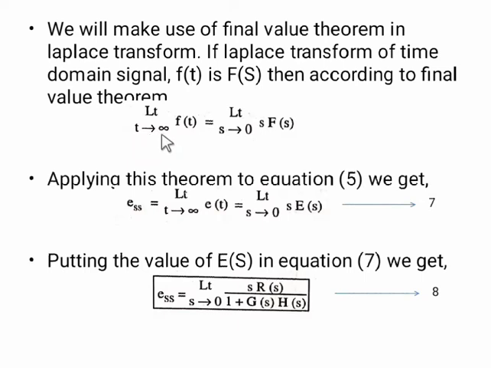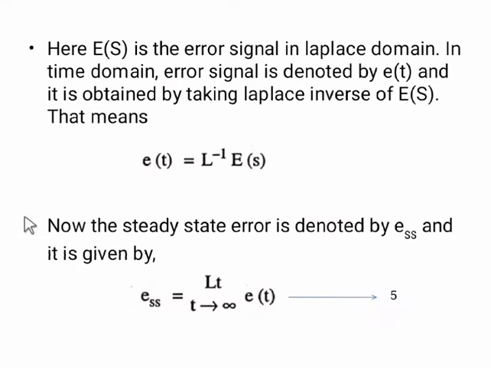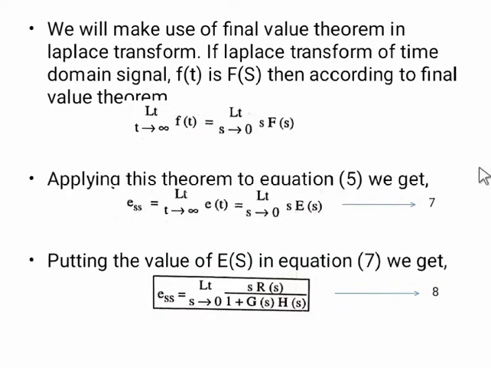If t tends to infinity, that means s tends to 0. So the Laplace of f(t) as t tends to infinity in s domain becomes limit s tends to 0 s F(s). So if we use this theorem to solve this equation, applying this theorem to equation 5, we get the steady state error e_ss equal to limit t tends to infinity e(t). So it becomes in s domain limit s tends to 0 s E(s).